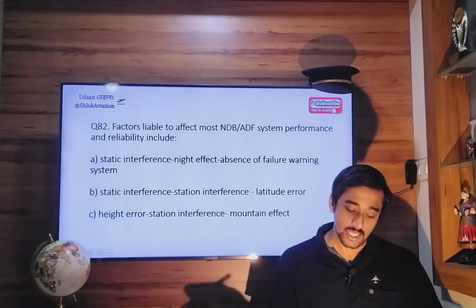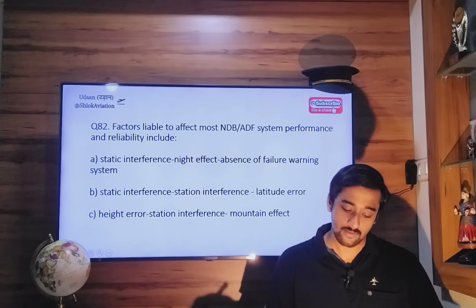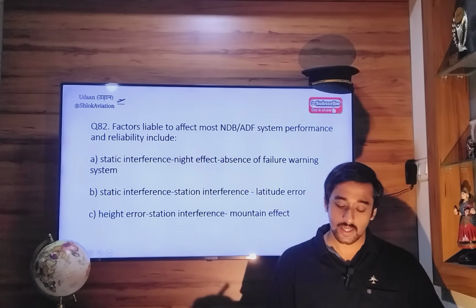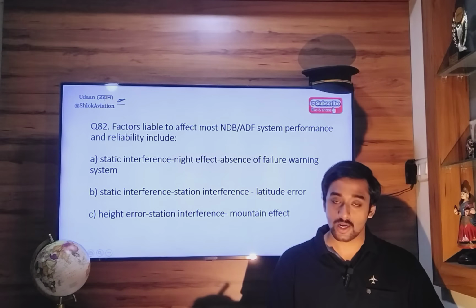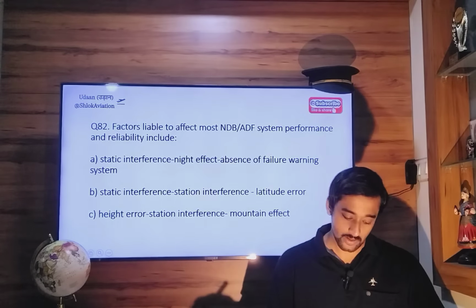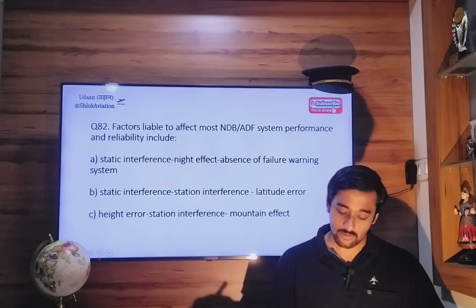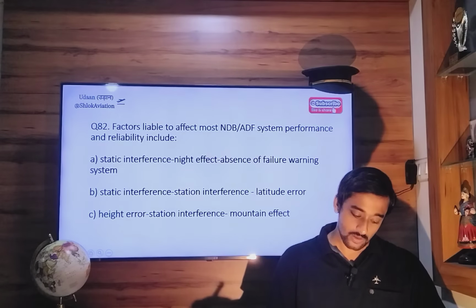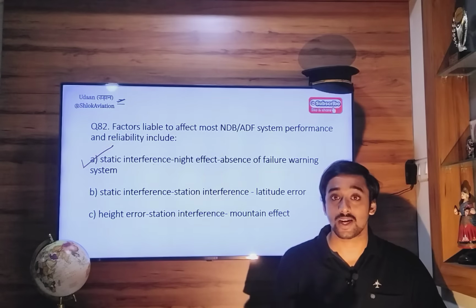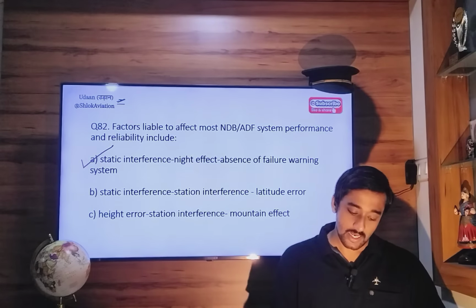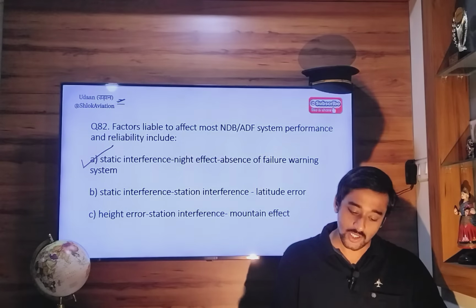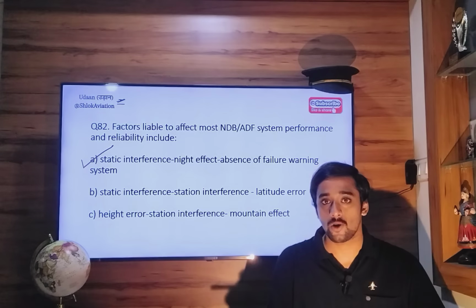Next, factors liable to affect most NDB ADF system performance and reliability include static interference, night effect, absence of failure warning system, station interference, latitude error, height error, mountain effect. So the correct combination is option A: static interference because of thunderstorms and precipitation, night effect when the D layer in the ionosphere disappears, absence of failure warning system. It doesn't have any failure warning system.